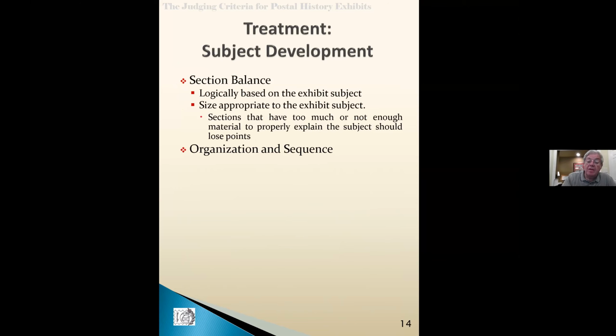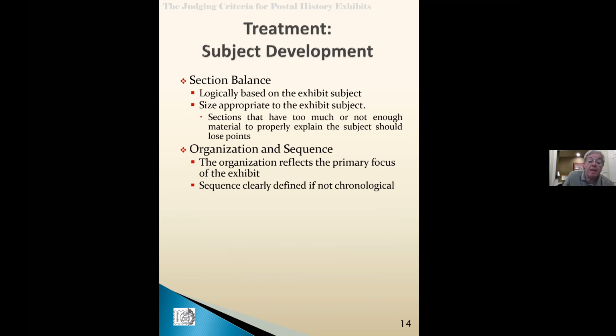Organization and sequence, the plan. The organization reflects the primary focus of the exhibit. If you're talking about rates, you want an organization and sequence that develops the rates. Sequence clearly defined, if not chronological. If you don't do it on a chronological basis, make sure you clearly define how you're going to organize and sequence the exhibit. No unexplained gaps. If you're doing postal history of British Guiana from pre-adhesive to the sailing ships, you do not want to leave out the section on the cotton reels.